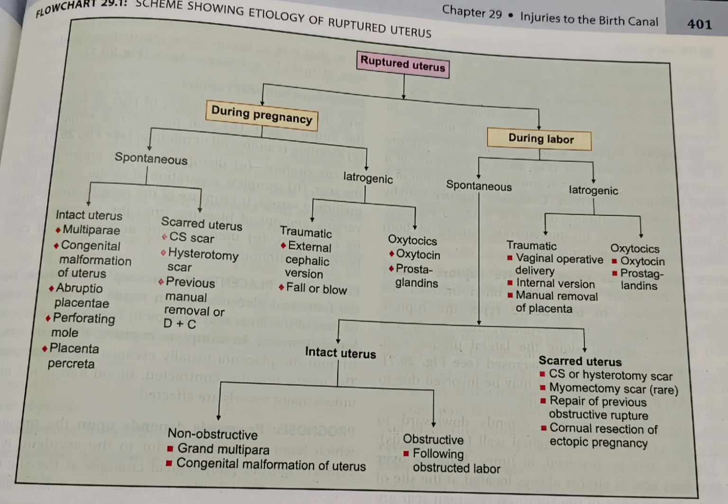In definitive management, there are two components: resuscitation and laparotomy. In resuscitation, we manage the airway, breathing, circulation. In laparotomy, we give a central midline incision, followed by hysterectomy if the bleeding is not stopping at all, or we can just repair the scar and sterilize her. So this was all about the management of ruptured uterus.